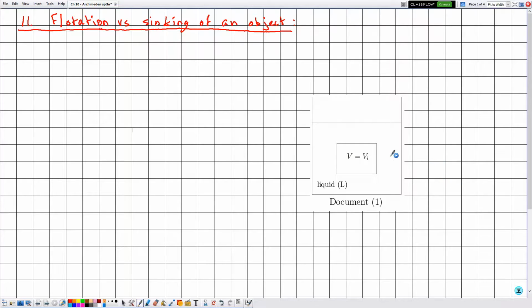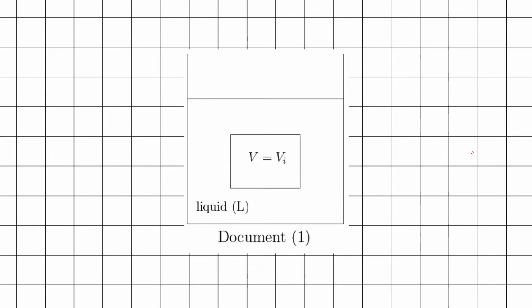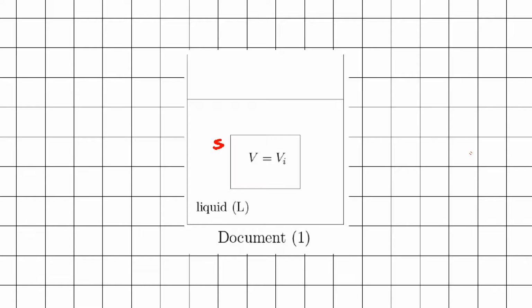So let's consider document 1. Here in this document we have a solid S completely immersed in a liquid. The density of this solid is given by rho S, and the density of the liquid is given by rho L.